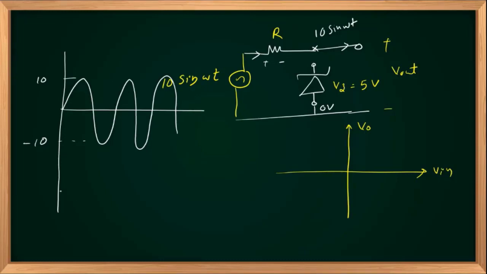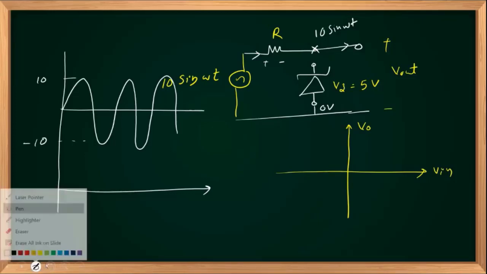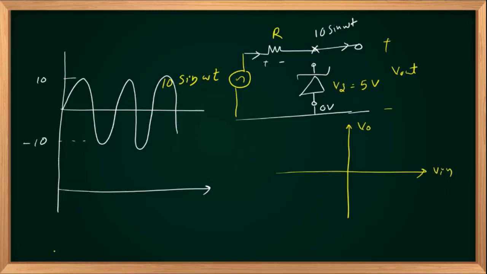So while plotting the output, we should replace the diode with a proper equivalent circuit. For that, we should understand the status of the diode. At present, if you are opening the diode, the potential here is 10 sin omega t. If 10 sin omega t is positive, the diode is reverse biased. If 10 sin omega t is negative, the diode is forward biased.